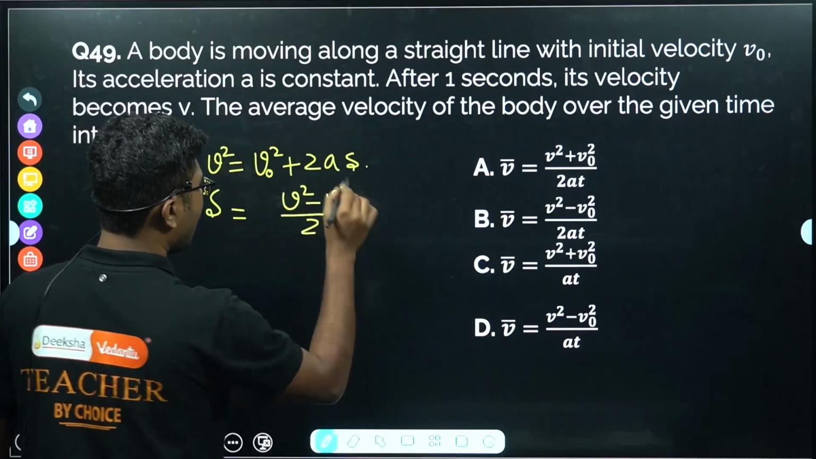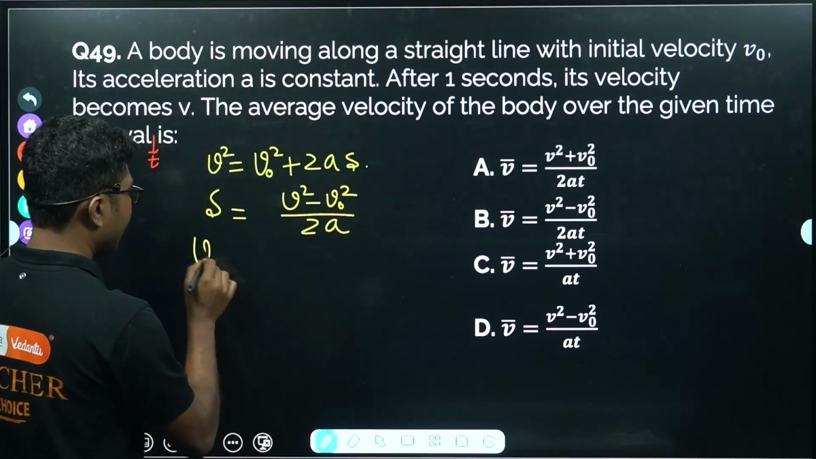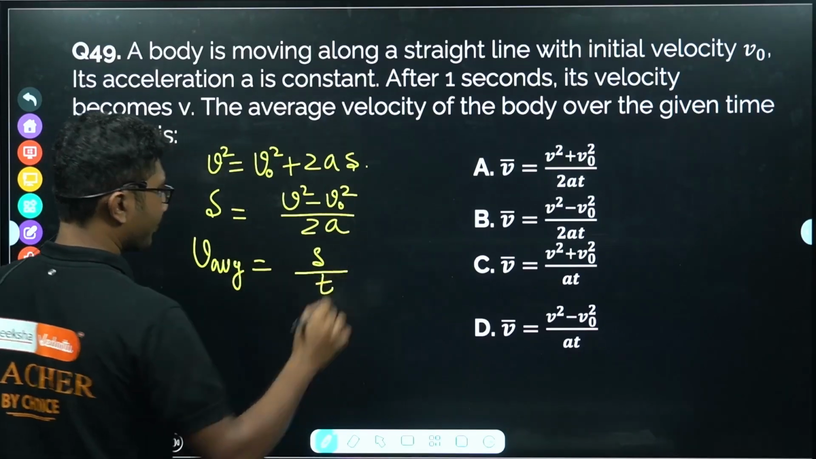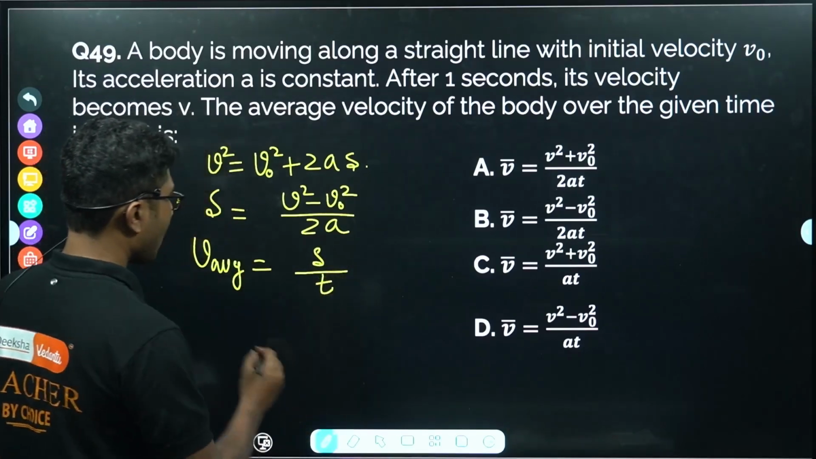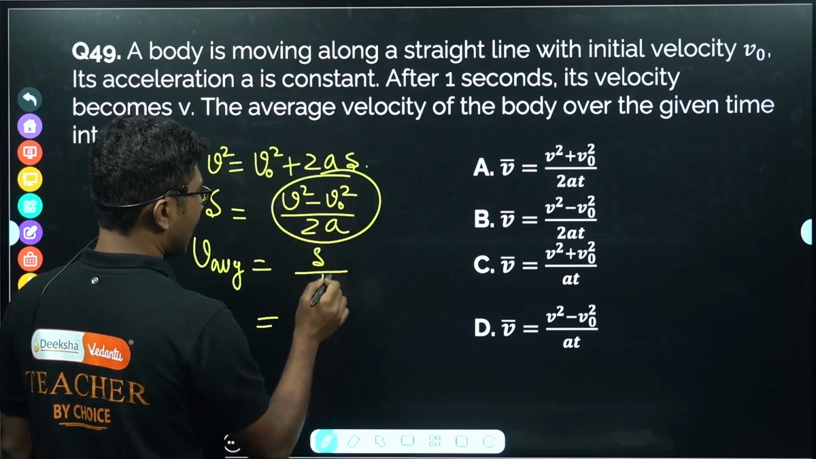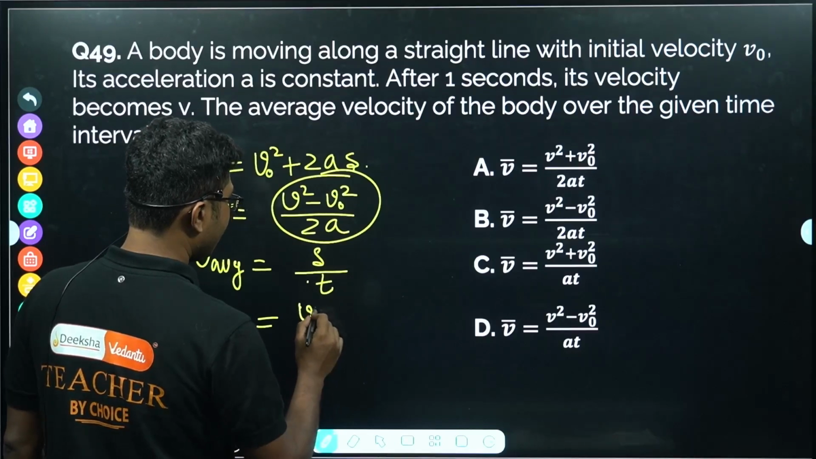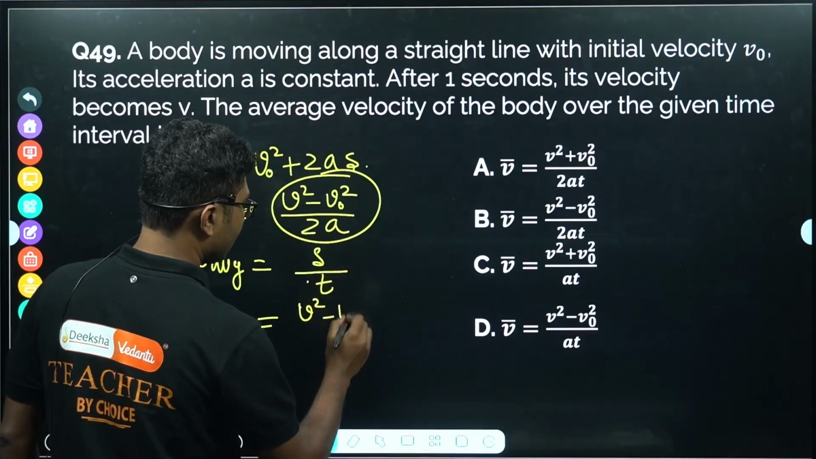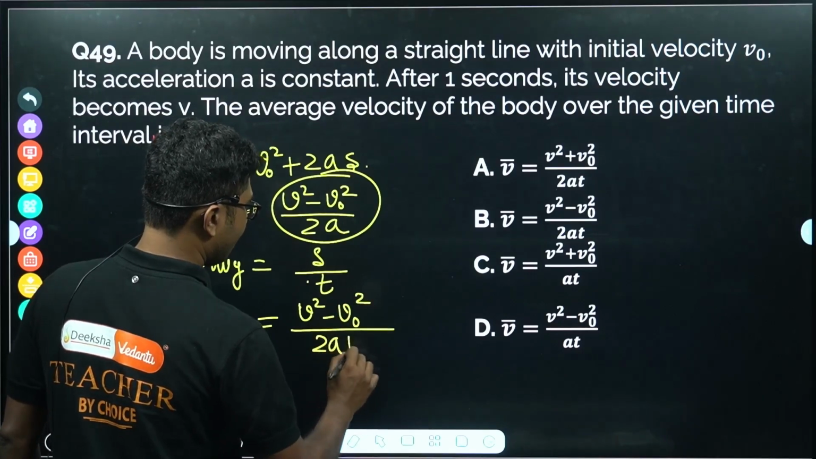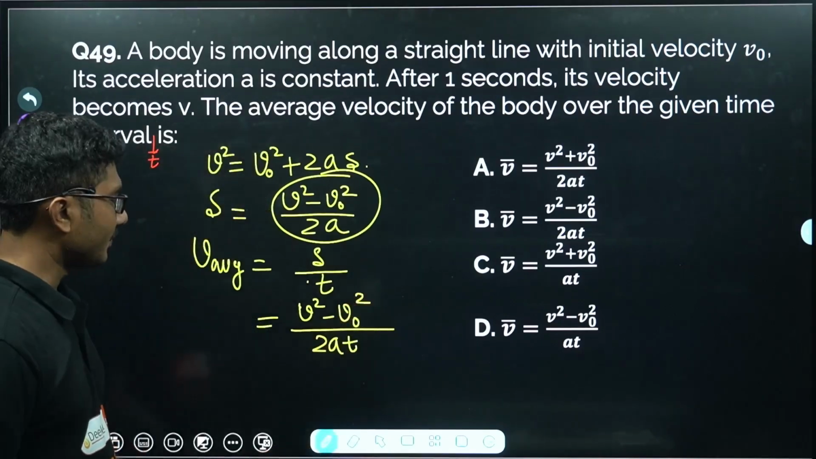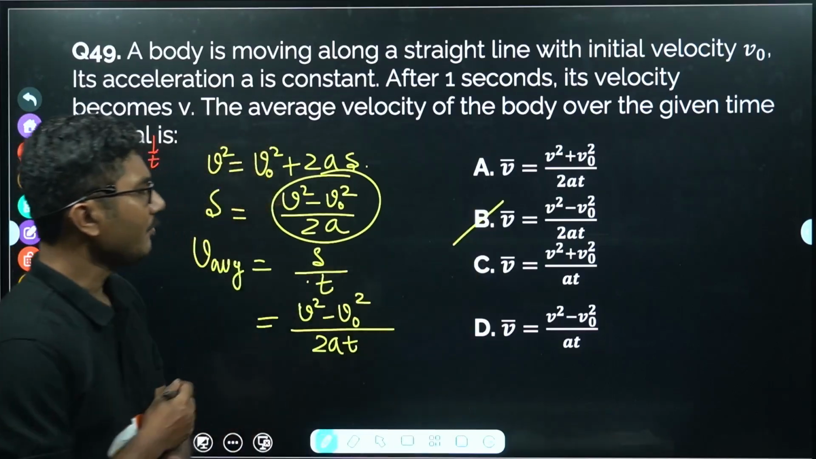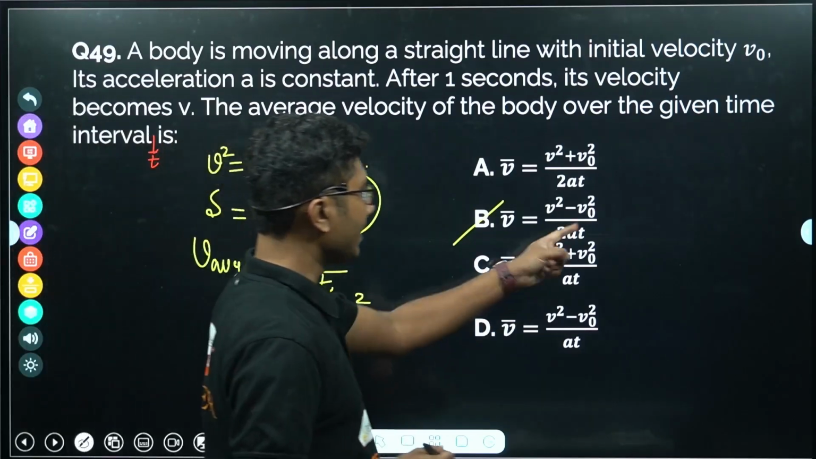Now why are we doing it? Because we know that the average velocity is total distance traveled divided by time. That means the total distance traveled is this, and the time is t, any time t during that 1 second interval, any point of time. So this is the average velocity. The correct answer is this one: v square minus v0 square divided by 2a.